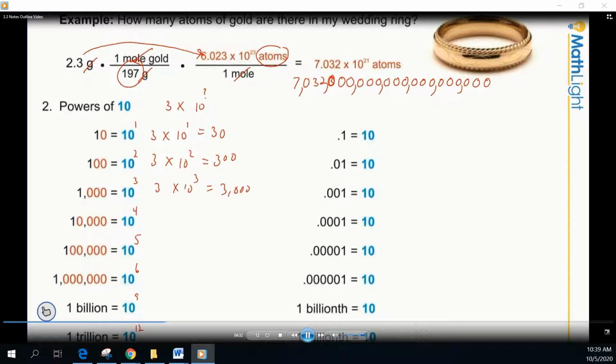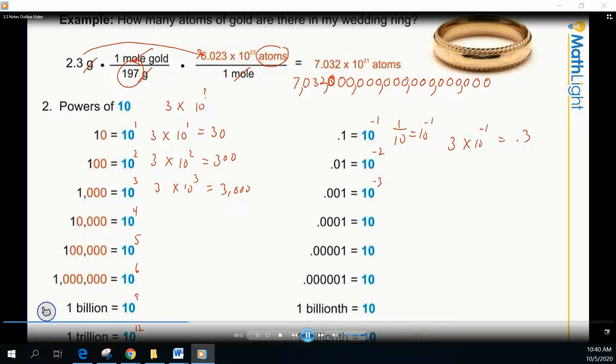On the other side, remember how we dealt with negative exponents? Well, 0.1 is exactly the same as 1/10, and 1/10 is the same as 10 to the negative 1. So when you have 3 times 10 to the negative 1, you're saying 3 times 1/10, or 3 times 0.1, and the value is 0.3. And you just keep going now with the negatives. 0.01 would be 10 to the negative 2, and 0.001, 10 to the negative 3.